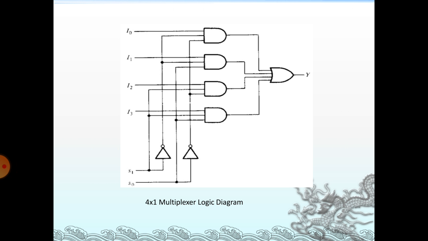If you are going to design 8 into 1, that is 2 power 3 into 1, we have inputs I0 to I7 and 3 selection lines S0, S1, S2 from 0 0 0 to 1 1 1. Here we use 8 AND gates, 3 NOT gates and 1 OR gate. This is the design procedure for the 8 into 1 mux.